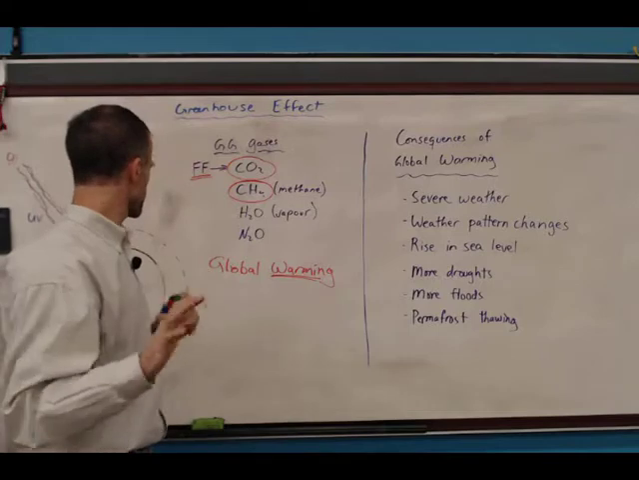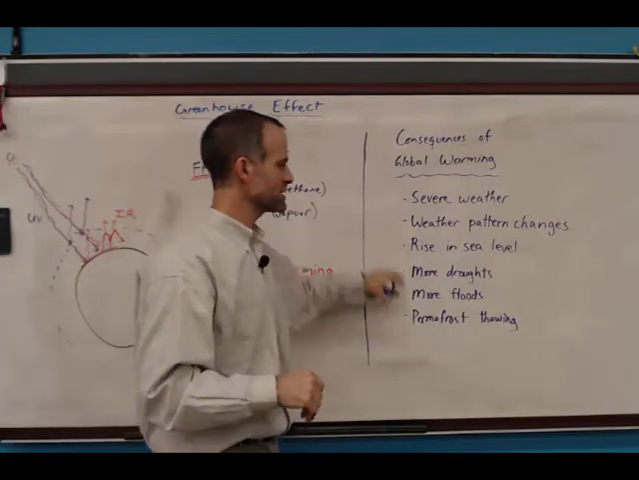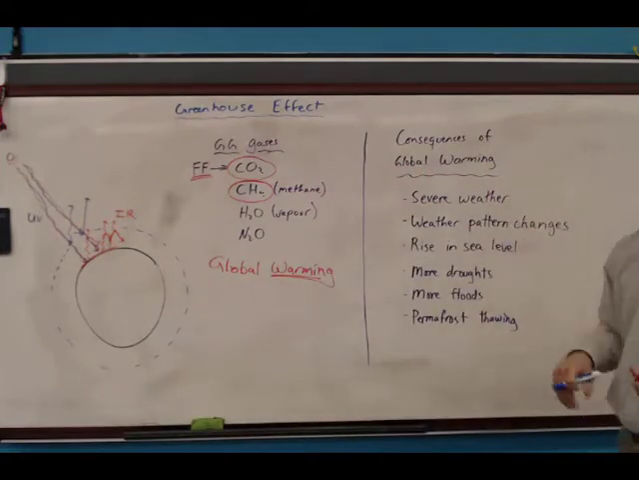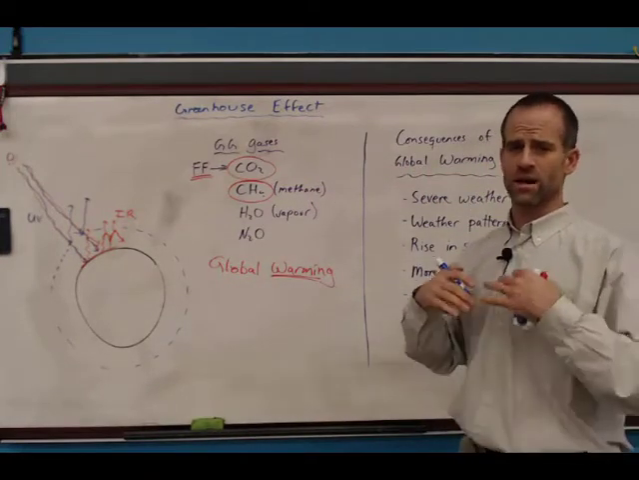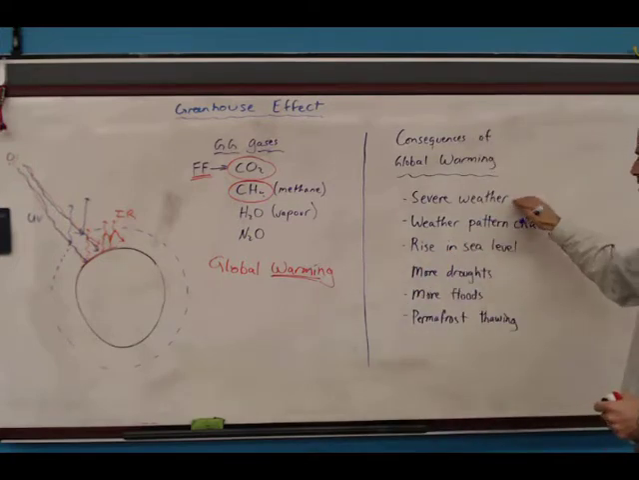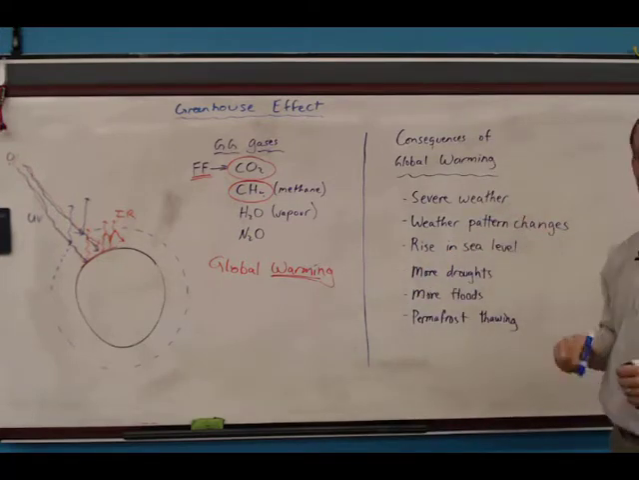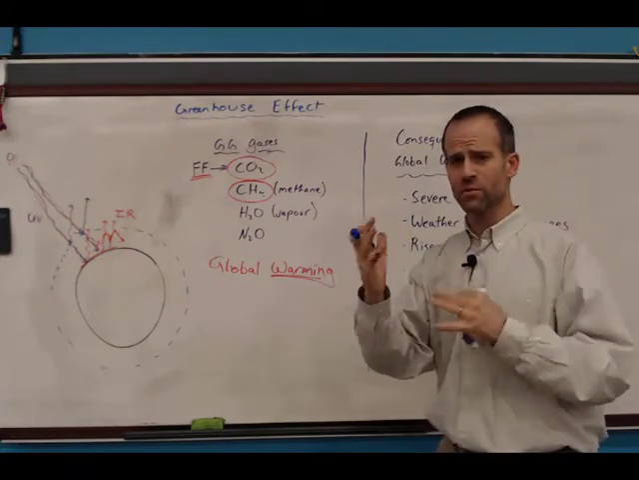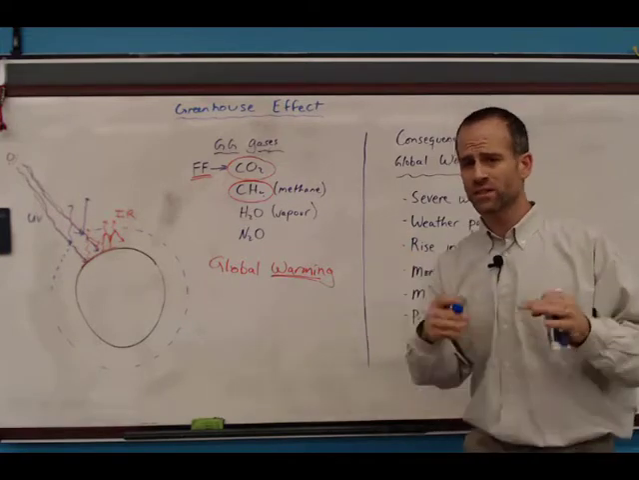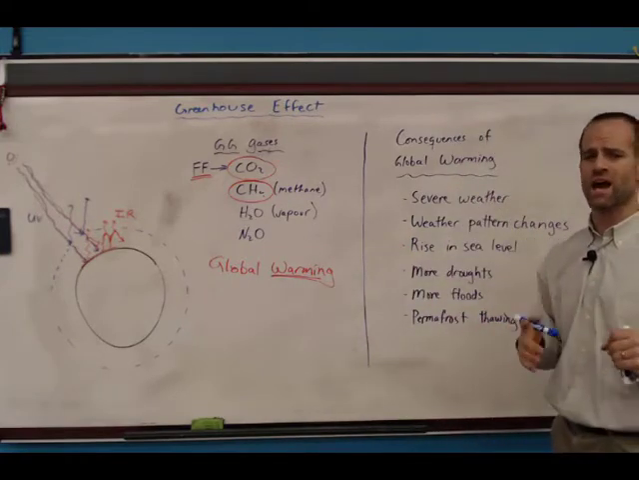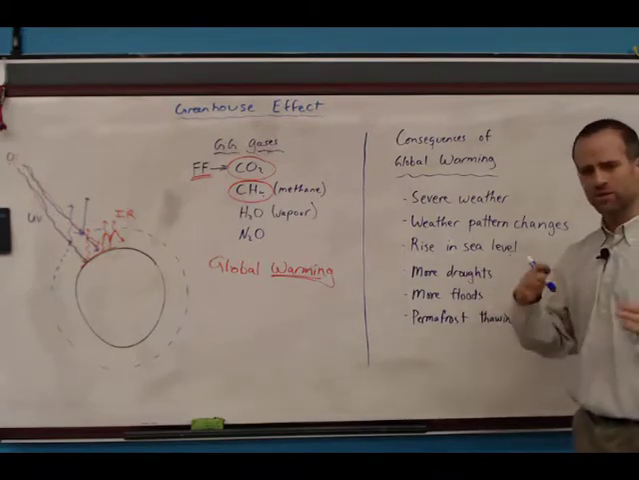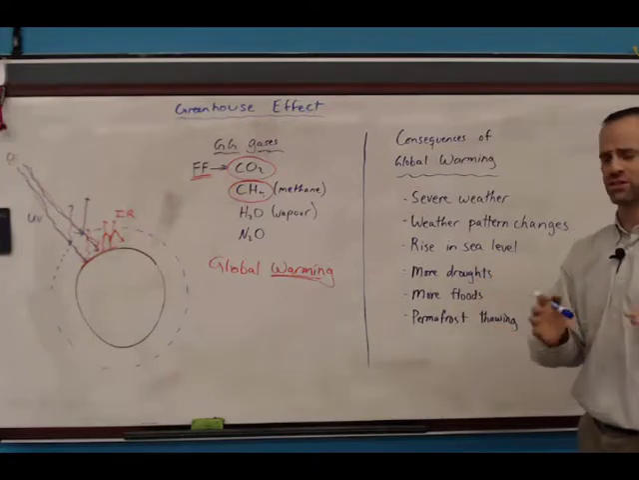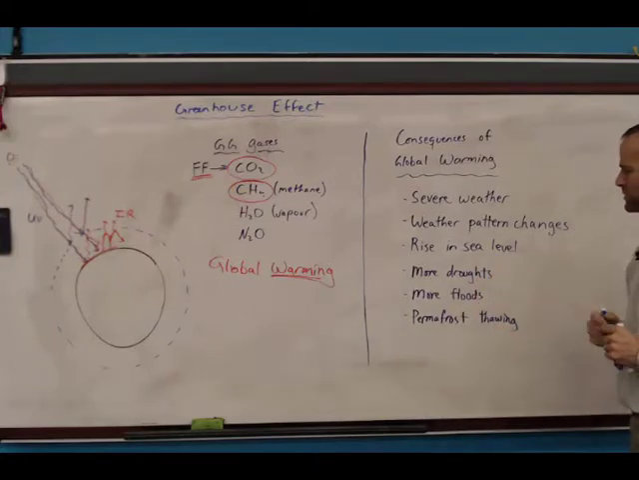So what are the consequences of global warming? Well, I've listed them off here, okay? Severe weather. You've probably heard that hurricanes are happening more than ever before. We're having a lot of severe weather. Weather pattern changes. The patterns of the weather are changing. And unfortunately, even our best scientists cannot predict what is going to happen 50 years from now. The patterns are changing, but we don't know. Certain areas are getting hotter, certain areas are getting colder, and we'll talk about that a bit more.